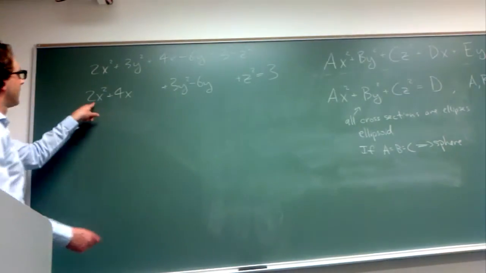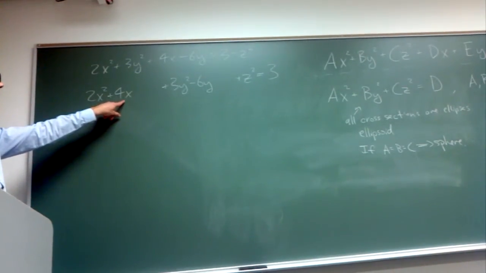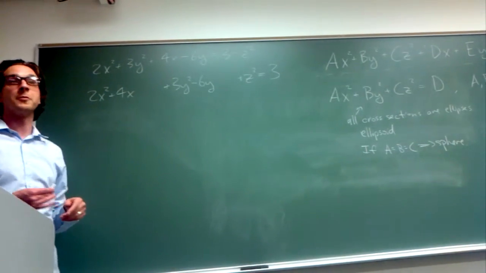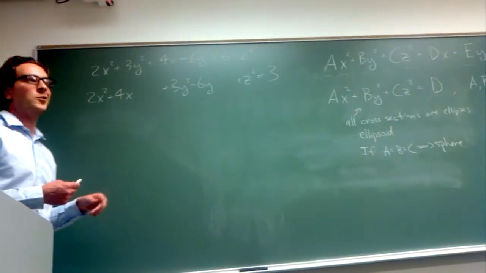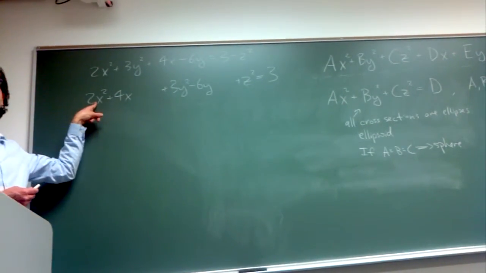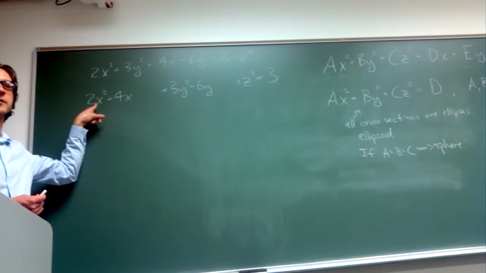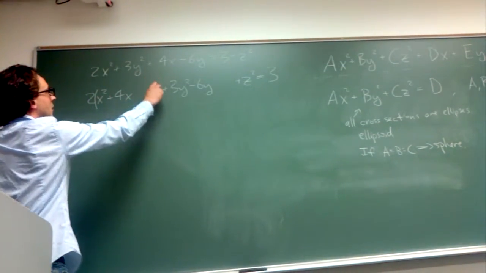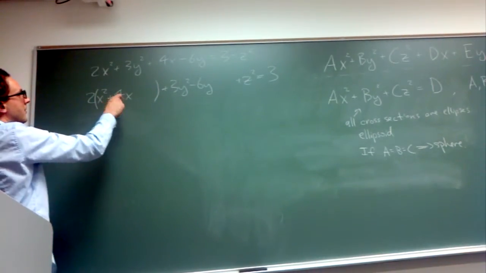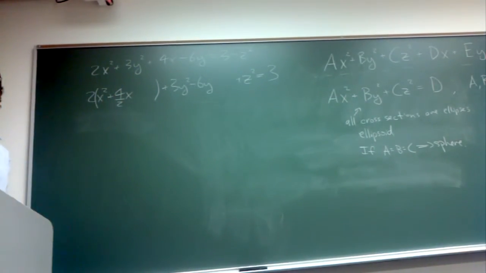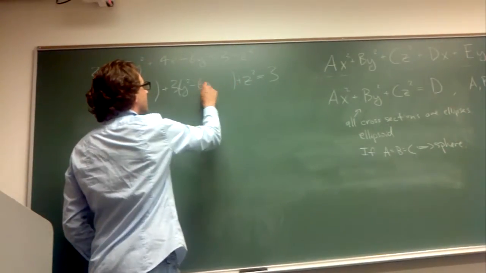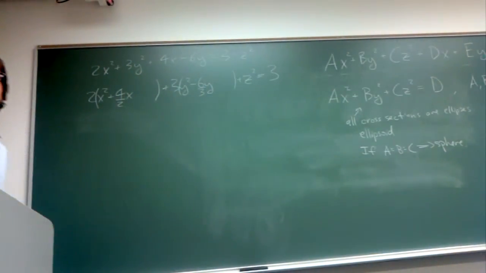If I complete the square in x, it depends on what your favorite method is. Usually I will factor out the leading coefficient. Is that what you teach? Yeah. Okay. So I'm going to factor out the leading coefficient of 2, and what's left is not 4x anymore, but 4/2 x, which is 2. I'll factor out the leading coefficient in y of 3, and what will be left is 6/3, which is also 2.